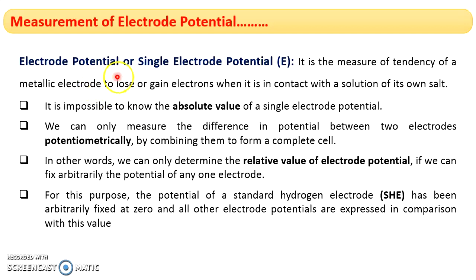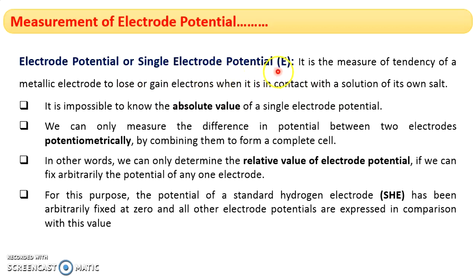Electrode potential, or single electrode potential, is denoted with capital E. It is the measure of the tendency of the metallic electrode to lose or gain electrons when it is in contact with its own salt solution. So when a metallic electrode is dipped in its own salt solution, it may lose electrons or it may gain electrons. The measure of that losing tendency or gaining tendency is known as the electrode potential or single electrode potential E.